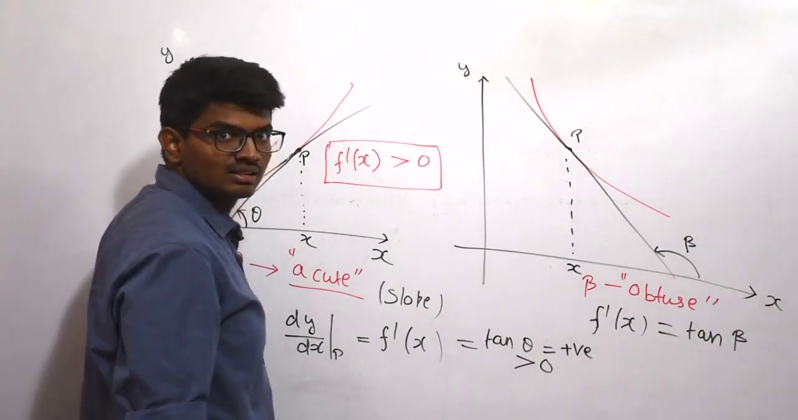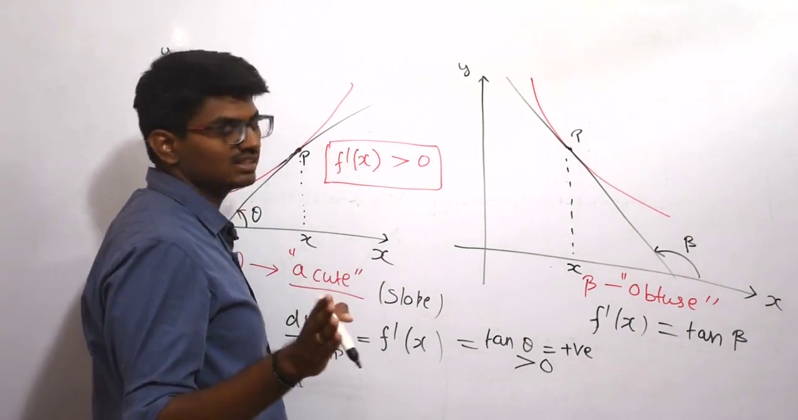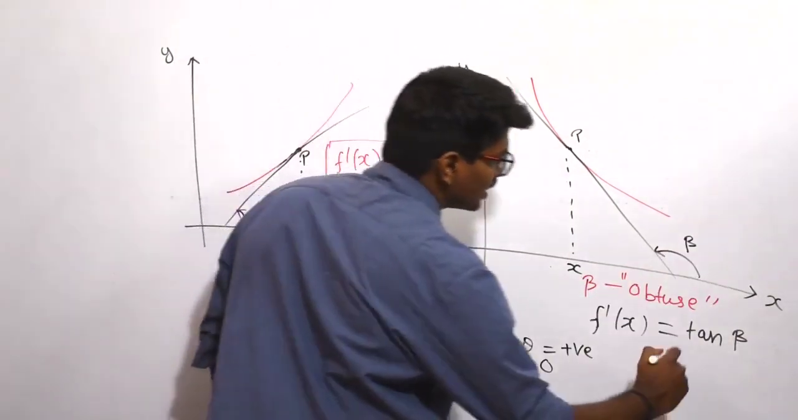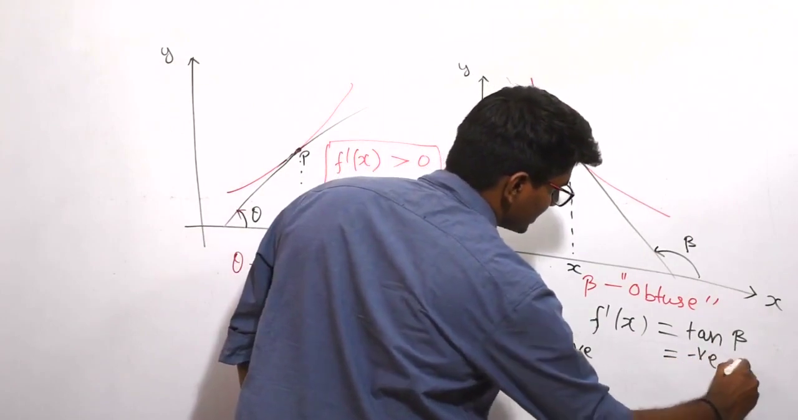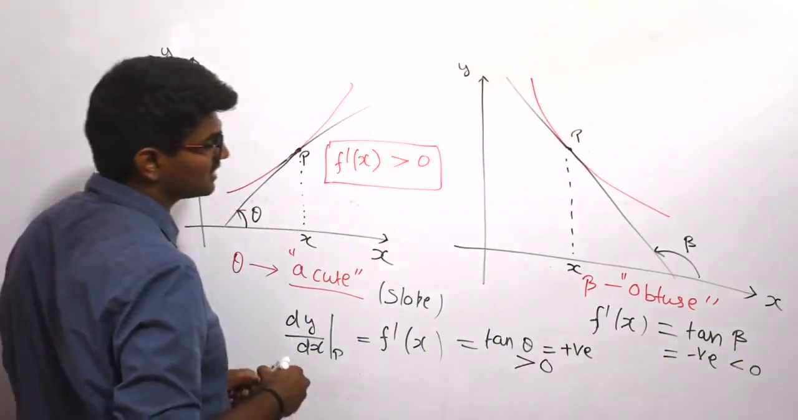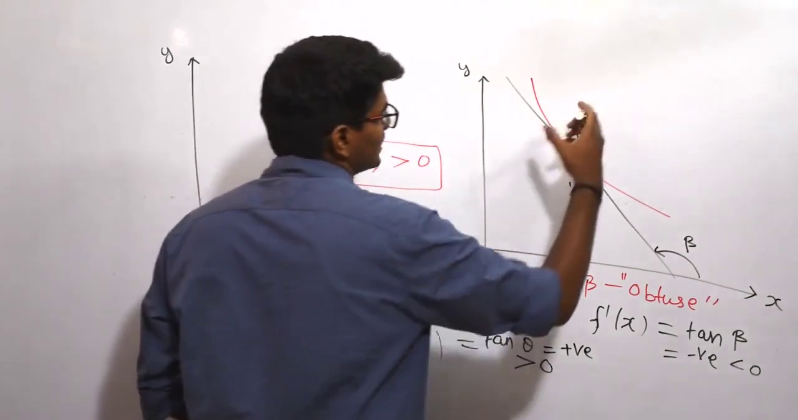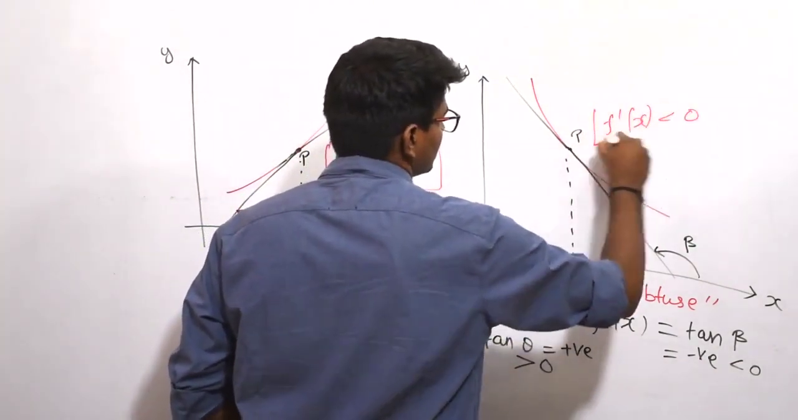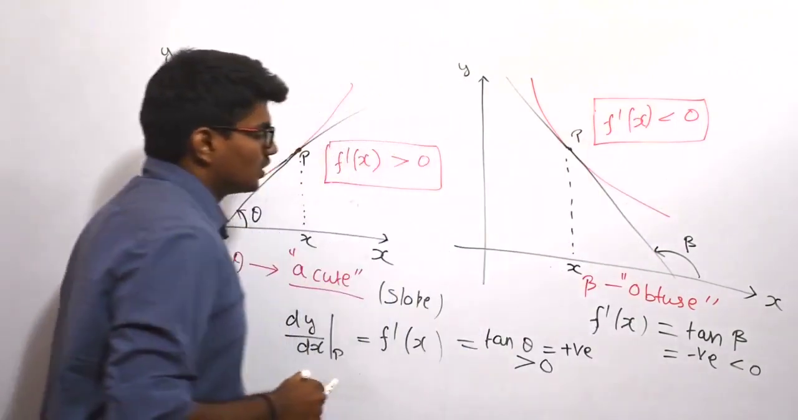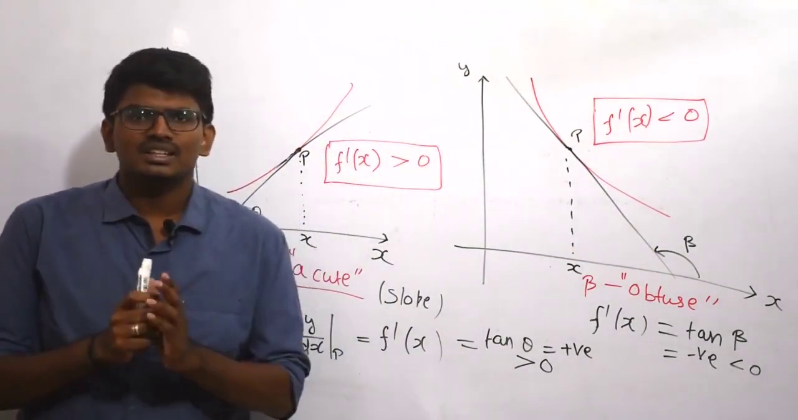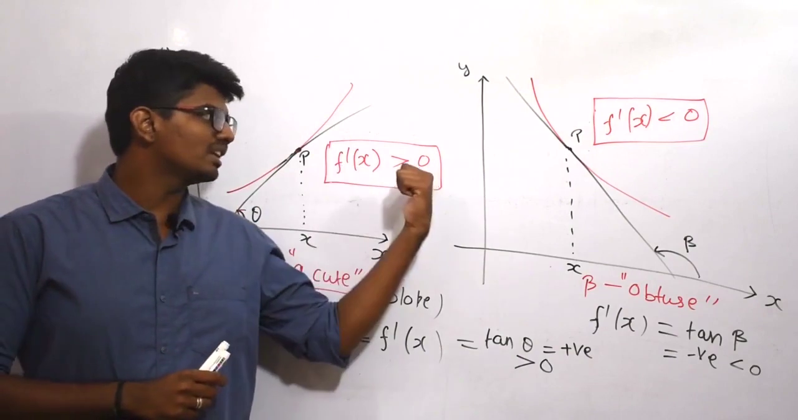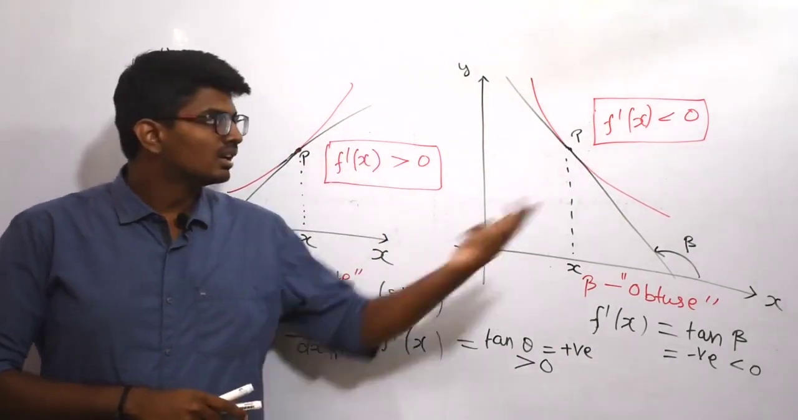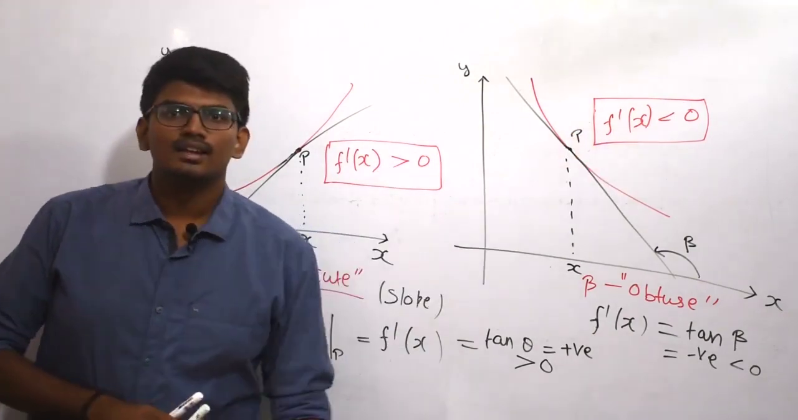So what about tan of beta? Beta is an obtuse angle. Again, go back to the curve which we discussed in the basic video lecture. Since beta is an obtuse angle, surely it is going to be negative, which means it will be less than 0. So what is the condition for a strictly decreasing function? It should be less than 0. So this is what we got. Simple thing: in a strictly increasing function, slope will be greater than 0. In a strictly decreasing function, slope will be less than 0.